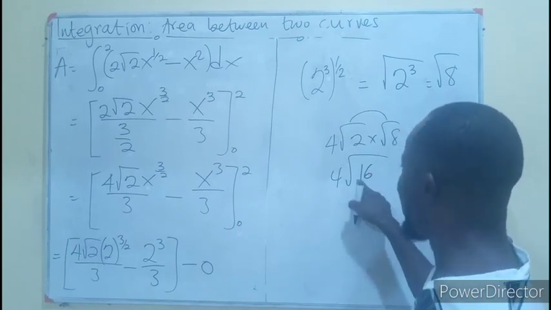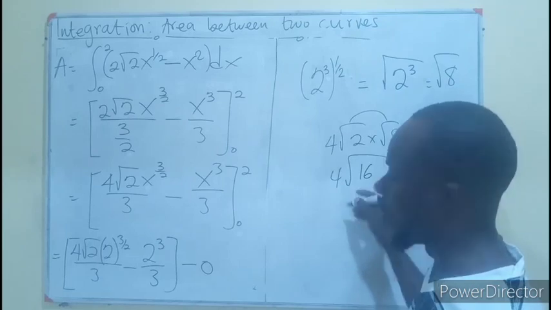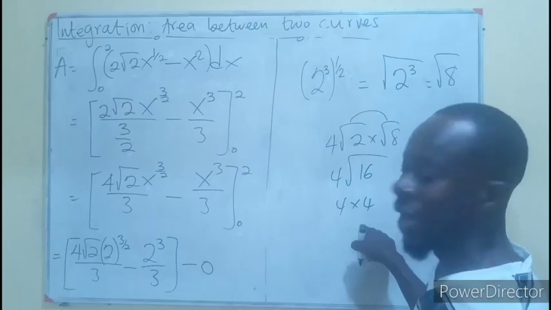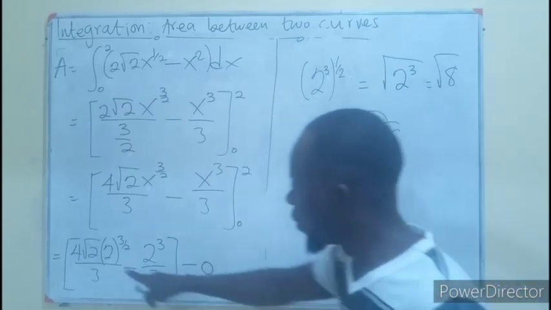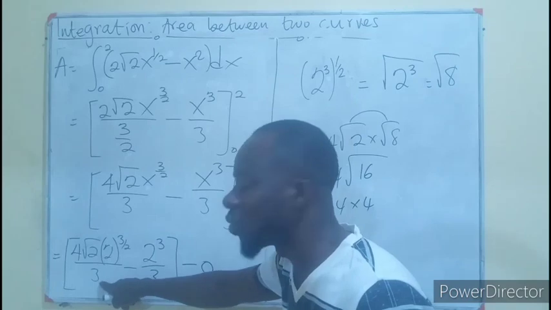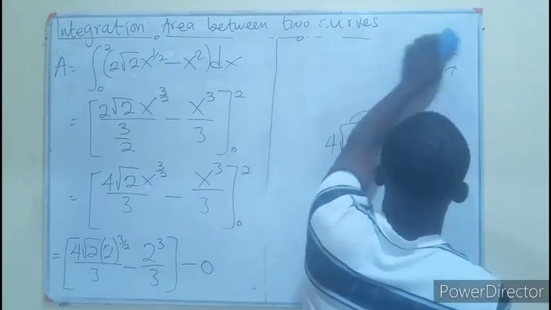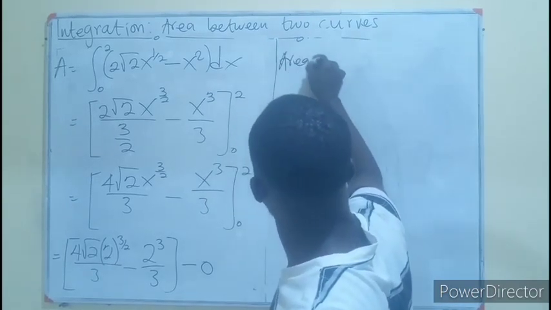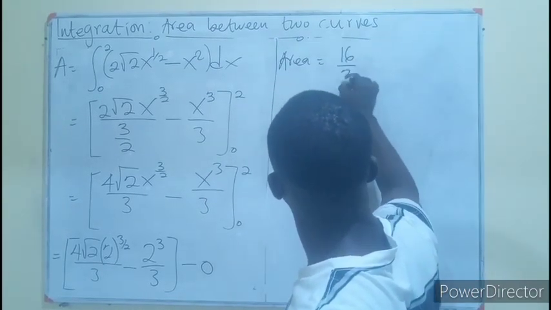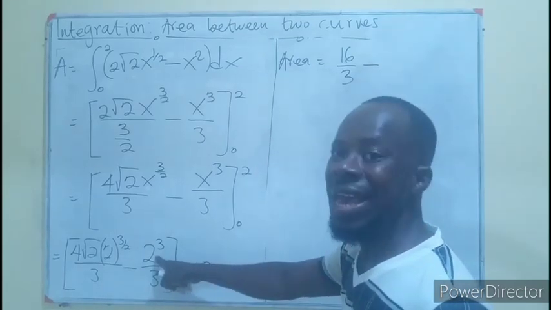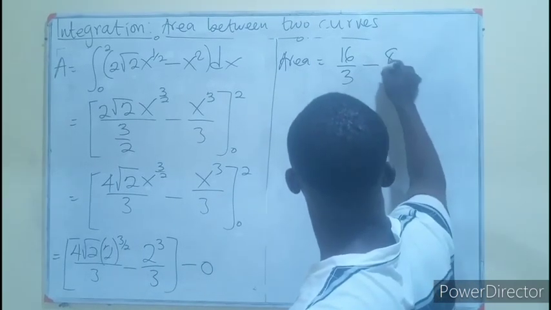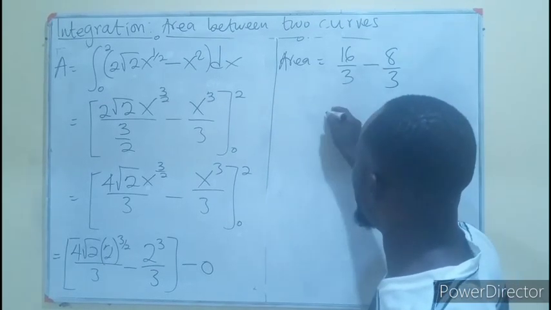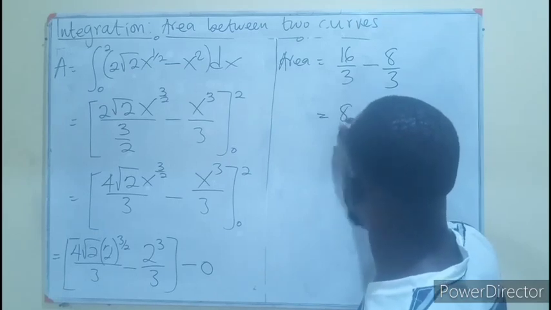So 4 root 2 times root 8 will be root 16, and the root of 16 is 4. So this 4 will multiply the 4, which gives us 16. So right here you're having 16 over 3. So here I'll be having area equals 16 over 3 minus, this will be 8 over 3. Since I have the same denominators, I subtract only the numerators, and that gives me 8 over 3 square units.